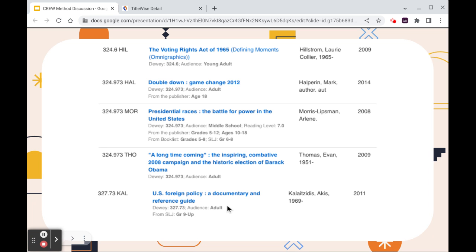Another book about the 2008 election. Now, while I definitely recognize that the election of Barack Obama is a significant election, I would want to cross-reference our history section for this one. If we don't have a book in our history section, or if we don't have a more up-to-date book on Barack Obama's election, then I might consider keeping this book. But I would imagine that we have something else in our history section so that I could weed this book. And then another book on U.S. foreign policy published in 2011, which we definitely have changed our foreign policy a bit since then. So this is something that could go.